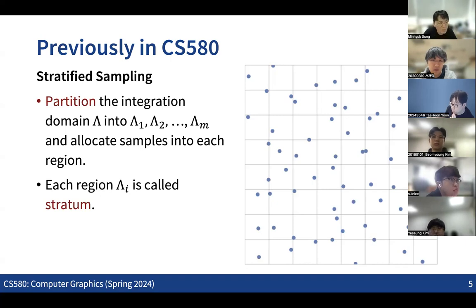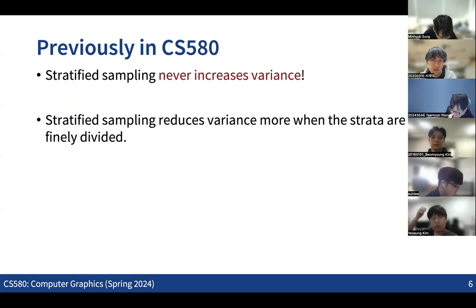So one of the key things that we could see last time was that this kind of stratified sampling is not increasing the variance at all. Which means that it's always good to try to do some kind of stratified sampling, basically dividing some region into multiple pieces, and allocating the samples into each region.